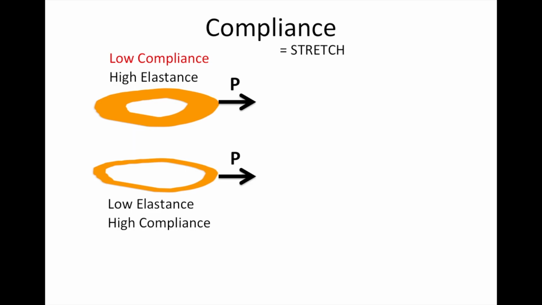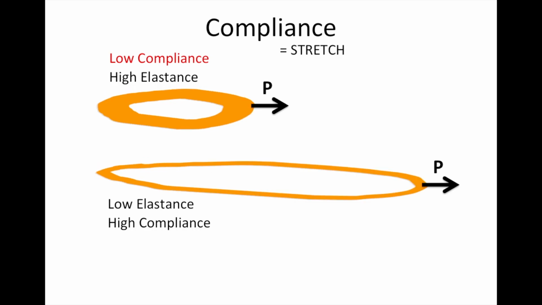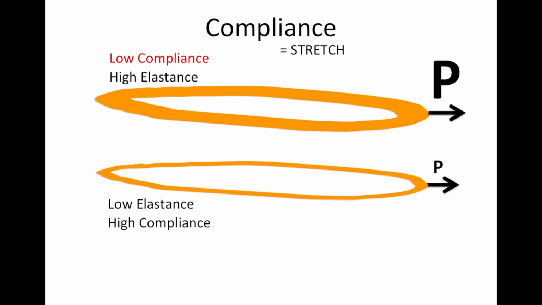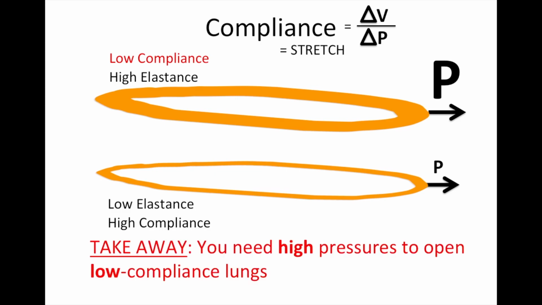Let's apply the same pressure to test their stretch. We see that the bottom one with higher compliance immediately stretched out and the top one is struggling. So we add more pressure and keep adding more pressure to get it to stretch the same distance as the bottom one. So we really see that compliance is how much change in volume we get for a given change in pressure. And the take-home message is that high pressures are required to open a low compliance lung.